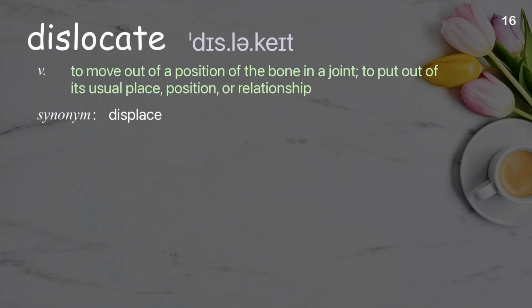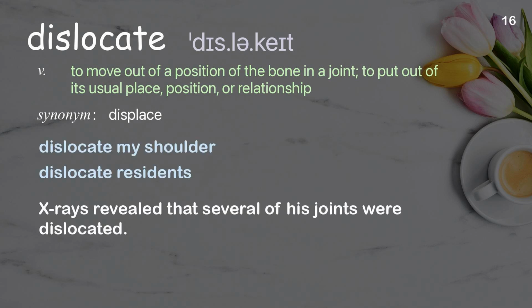Dislocate. To move a bone out of its position in a joint; to put out of its usual place, position, or relationship. Examples: Dislocate my shoulder. Dislocate residence. X-rays revealed that several of his joints were dislocated.